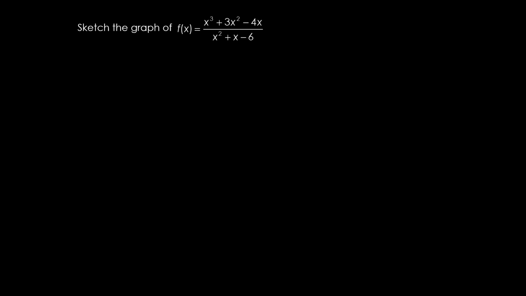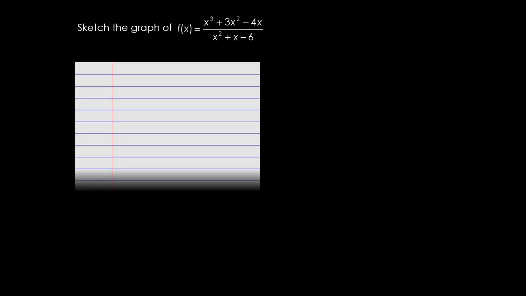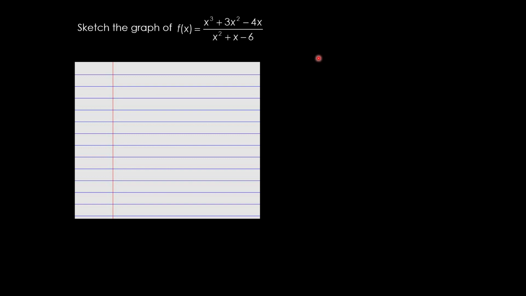In order to see several of the characteristics, it would be really nice to have this function in factored form. So let's look at factoring both the numerator and the denominator. Now notice that our numerator here has a common factor of x. So if we factor out x in the numerator, we get x times x squared plus 3x minus 4. Our denominator is a trinomial that can be factored. We're looking for two numbers that multiply to -6 and add to 1. Those numbers are 3 and -2, so we can write the denominator as x plus 3 times x minus 2.